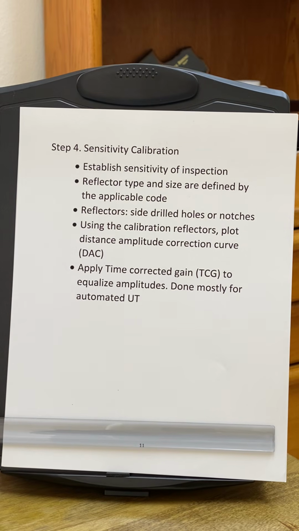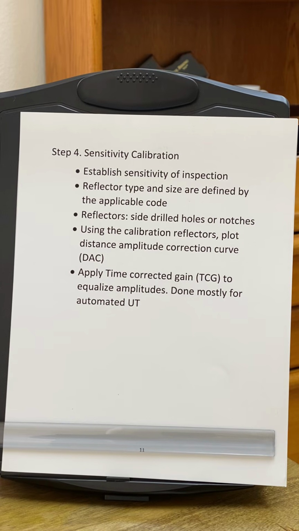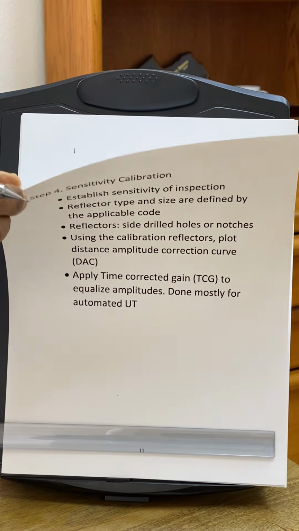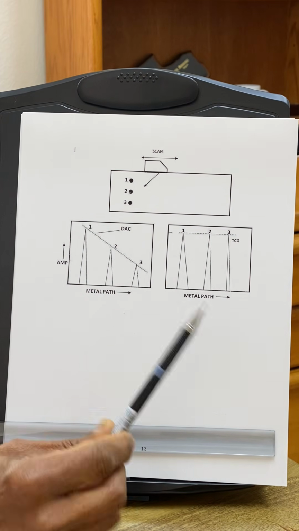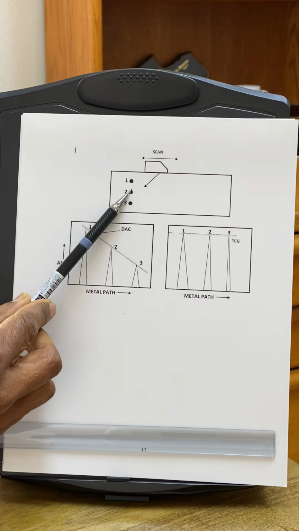And then we actually create what's called a distance amplitude correction curve. What is a distance amplitude correction curve? It is to compensate for the beam spread. Here you can see that we are setting up the sensitivity on the side drilled holes, and these all are actually the same size holes.